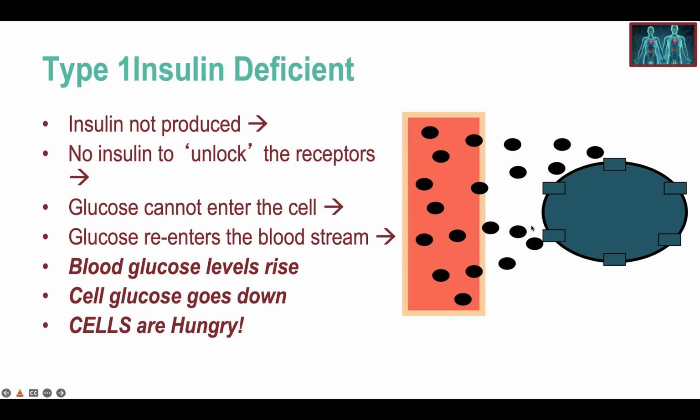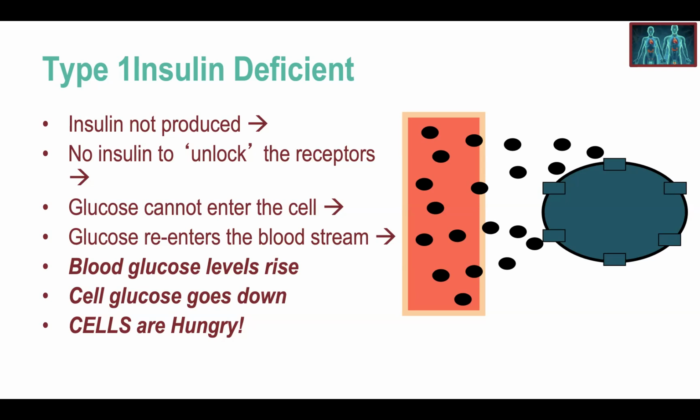So just remember, with insulin deficiency, you have receptors, but you can't unlock those receptors. Glucose in the serum, based on the concentration gradient, glucose moves out from the serum, goes to the cell, but cannot enter the cell because there is no insulin to unlock the receptors and to transport that glucose in the cell.